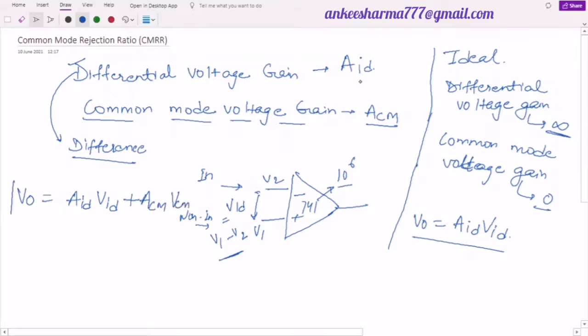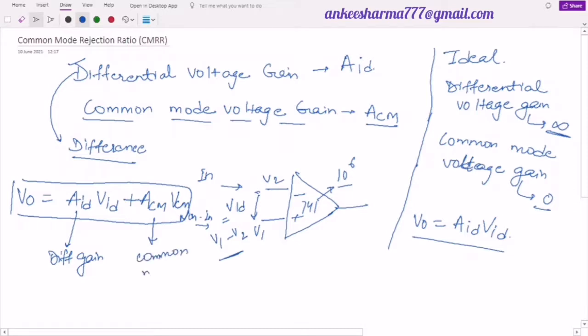So now the exact output in the case of a practical op amp is equal to AID into VID plus ACM into VCM, where AID is my differential gain, or simply the difference gain, and ACM is my common mode gain, meaning the signal which is common to both the terminals. So that signal is also amplified in the practical circuits.